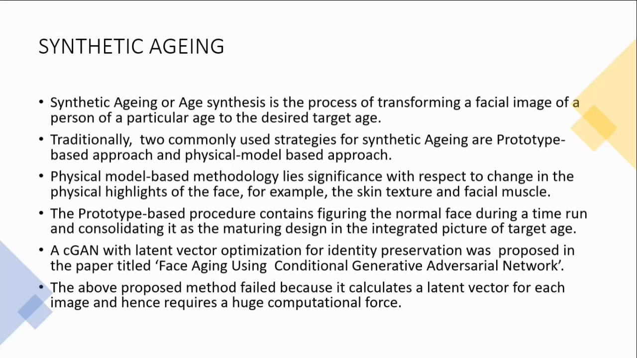face is incorporated. A conditional GAN with latent vector optimization for identity preservation was proposed in the paper titled Face Aging Using Conditional Generative Adversarial Network. The above proposed method failed because it calculates a latent vector for each image and hence requires a huge computational force. Also, the results produced by this method, though it provides identity preservation, do not give promising results for face aging.